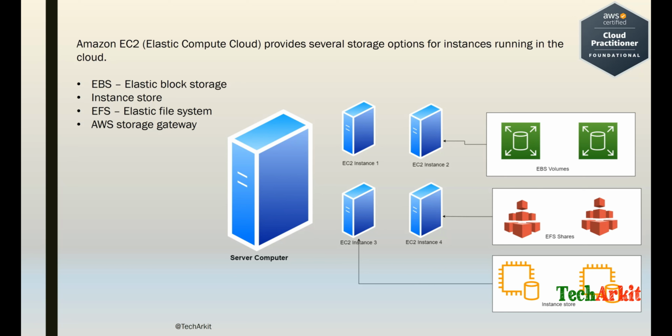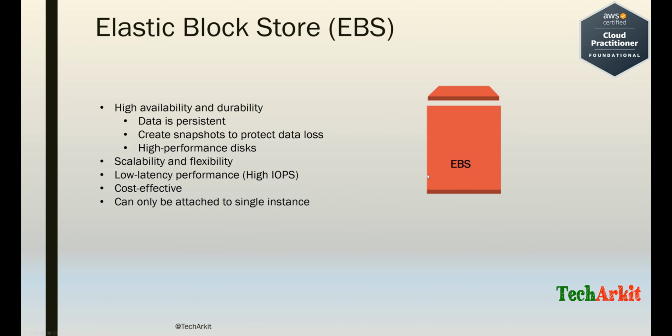You have these storage options which you can use: EBS, Elastic Block Storage, instance store, EFS, which is an Elastic File System, just like NFS in the Linux world, and the AWS Storage Gateway. So these are the four options you have to attach to your instance and store the data. What are those storage types, what do they provide, what is the performance of each, and what is the cost associated with them? Okay, let's see here.